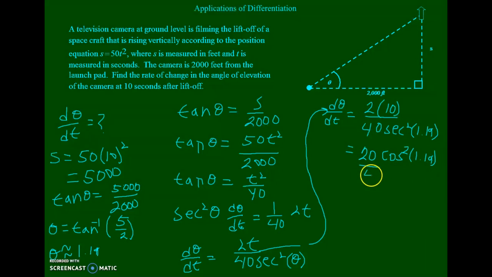all over 40. And when I put this in the calculator, I get approximately 0.068997, which comes out to 2/29 radians per second. That is the rate of change of the angle of elevation of this camera as it captures the liftoff of the spacecraft. And now let's try one more example.